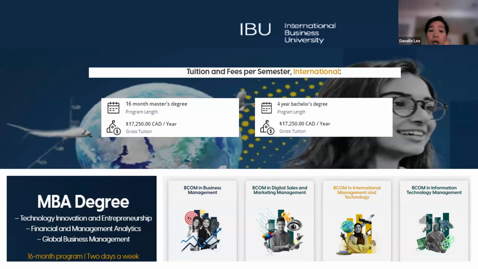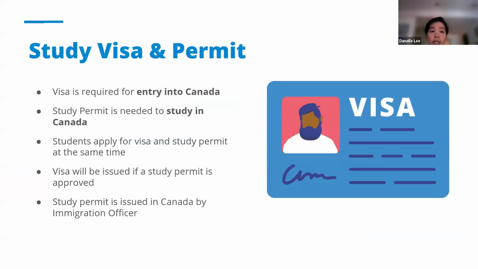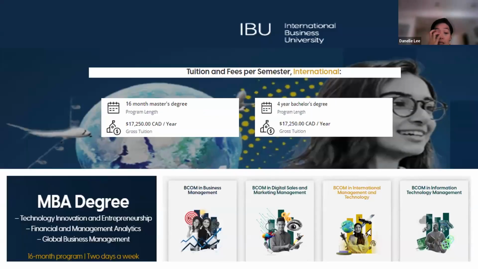So looking at the scholarships or the tuition fees in Canada, we're looking at international business universities. Most of the students, they like to study B-commerce, but of course, not ordinary B-commerce. We also have tech management, sales and marketing management, international management and technology. The degree only costs you 17,000 Canadian dollars per year before any scholarships available for you based on the results on the offer letter. And the master program is only a 16 month program, and it only costs you 17,000 a year as well. And you can actually specialize in technology, innovation, and entrepreneurship, financial management, or global business management. And it only takes 2 days a week for the class, which is very flexible for you. And the rest of the time, you can actually work. So I consider it like half work, half study in Canada.